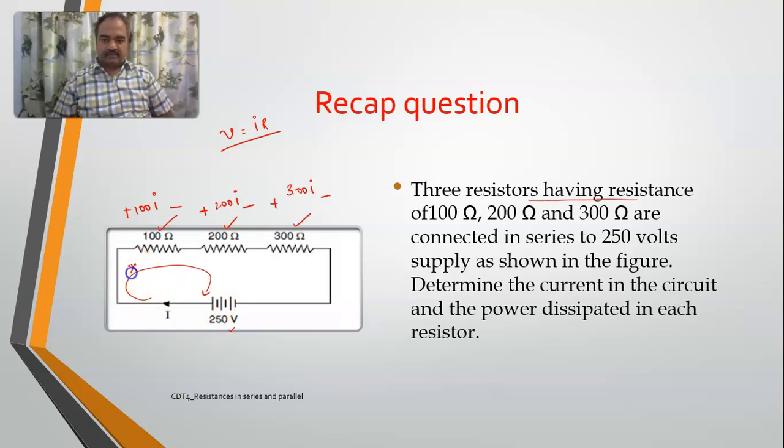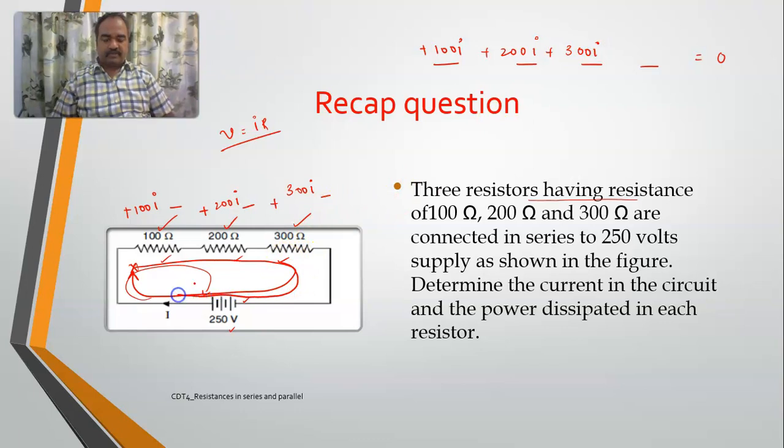In this one, if I start from here, top left, how many elements are there? 1, 2, 3 and 4, and the sum of voltage drops is equal to 0. So I will start from here and I will come back to here. If I am moving from plus to minus, I will take it as plus. If I am moving from minus to plus, I will take it as minus. So now I will start from here, plus to minus, 100I, again plus to minus, plus 200I, similarly plus 300I. But when I come to here, I am traveling from negative of the battery to positive of the battery. So I will take it as minus 250, isn't it?